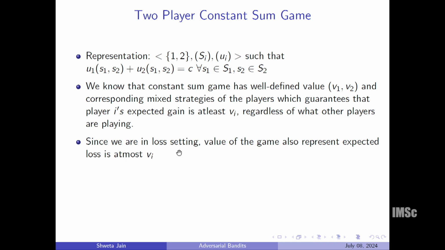So the 2-player constant sum game is basically a similar concept to what you had in the zero-sum game. Instead of 0 you have C, but let's assume it's 0. Okay, let's focus on the 2-player zero-sum game. So you have u1 of s1 comma s2 plus u2 of s1 comma s2 equals 0 for all s1 and for all s2. Okay? Now wherever it's written constant, read it as 0. So we know that a zero-sum game has a well-defined value v1 and v2. For player 1 you will have a value, for player 2 v2 has a value.